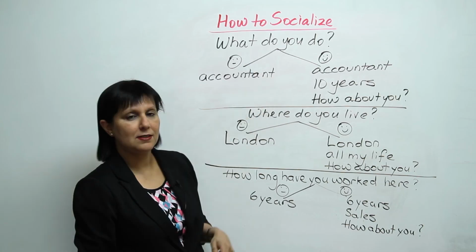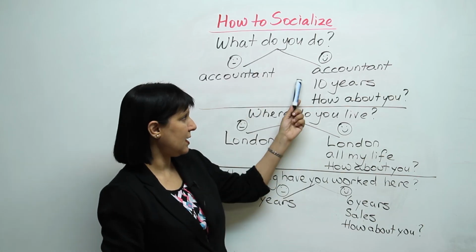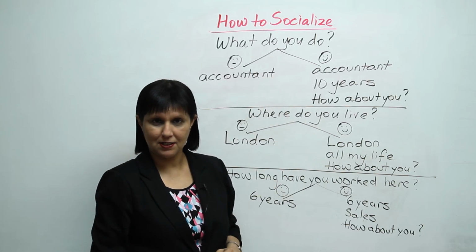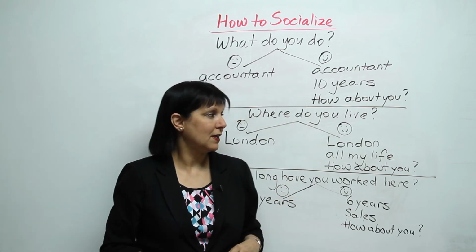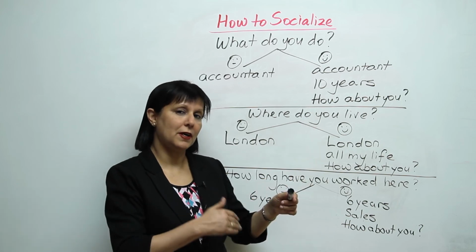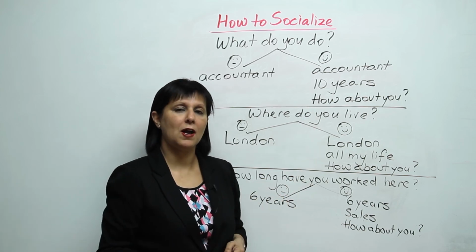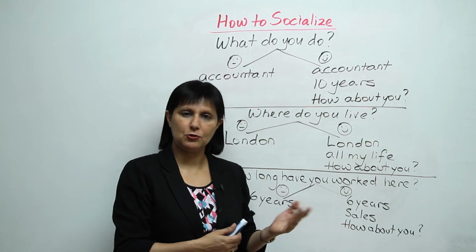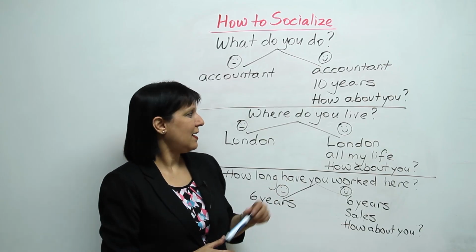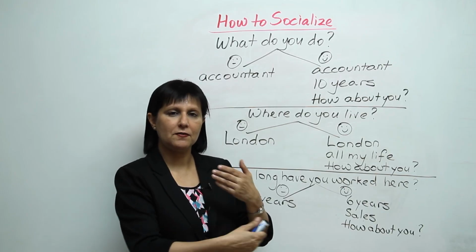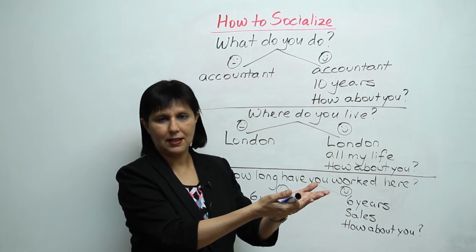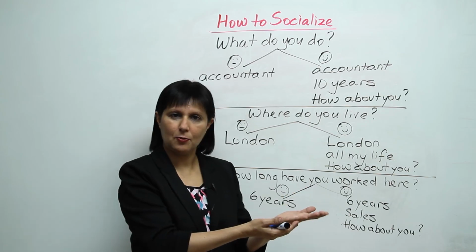So if you're asked, what do you do? You could say, I'm an accountant. In fact, I've been an accountant for about 10 years now. And then you turn it around to the person who asked the question and say, how about you? All right? And this is key because now you're not keeping all the focus on yourself. You're turning it around and asking the other person, how about you?